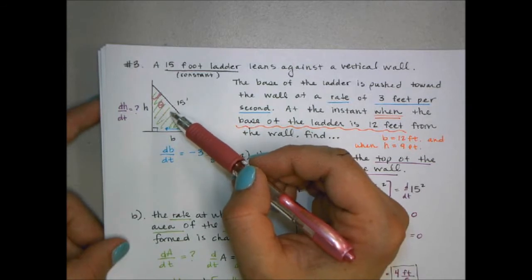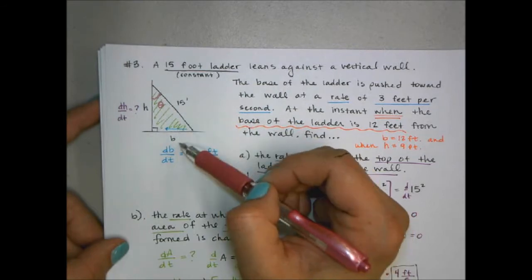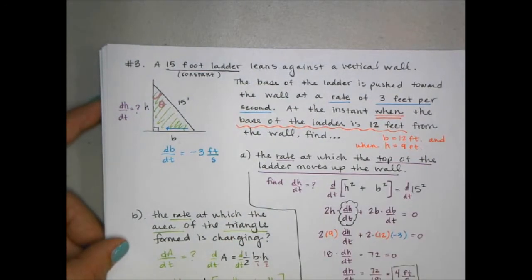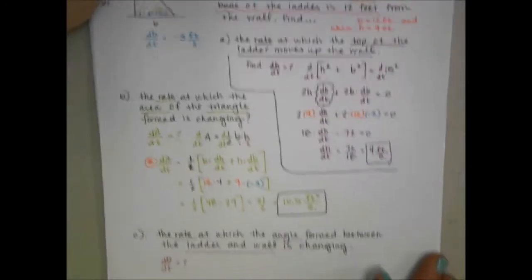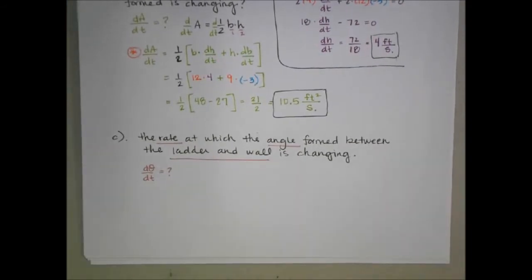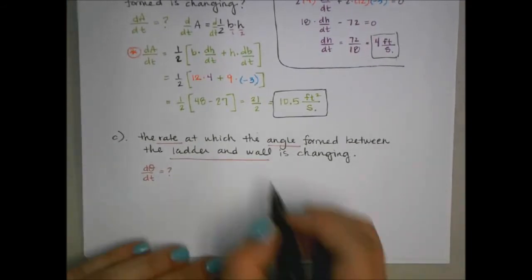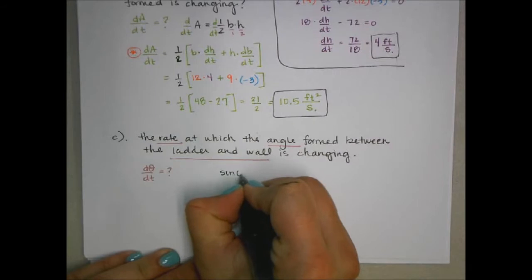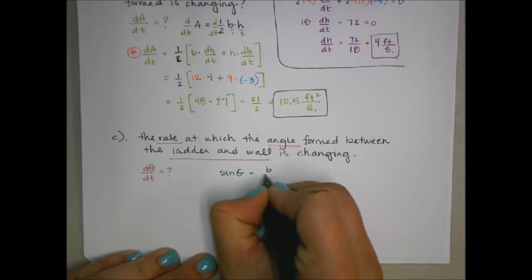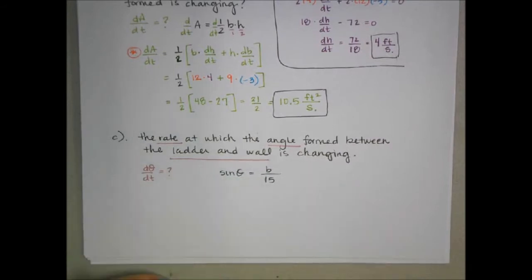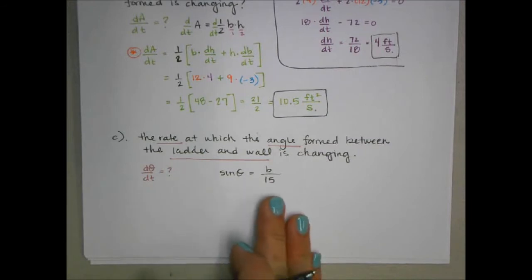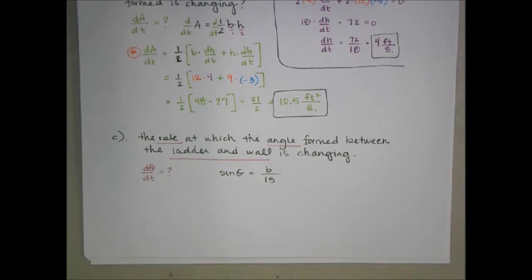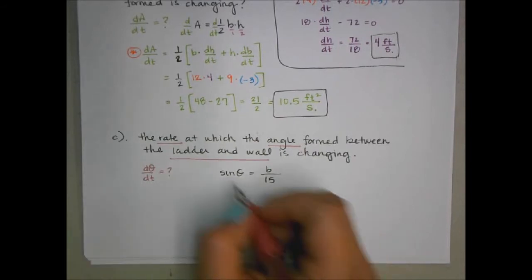So let's do sine. Sine will be easy. Sine theta equals b over 15. We're going to start there, so that'll be our equation that relates them together. It's opposite over hypotenuse. Remember, we get to use that 15 because the ladder is always 15 feet long. It's not changing. So let's take our derivative of each side with respect to time.